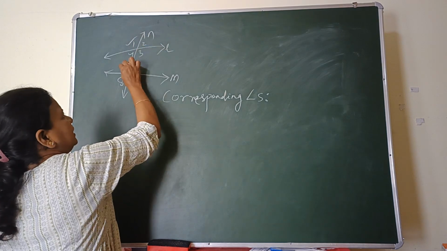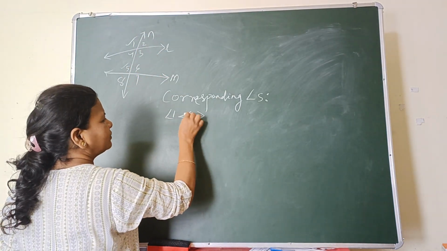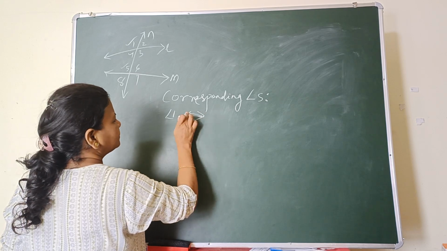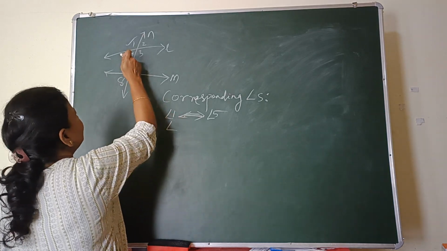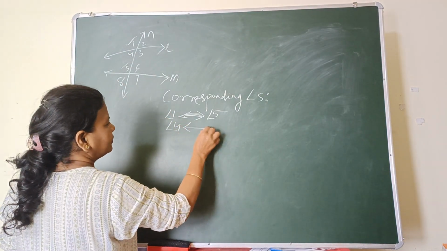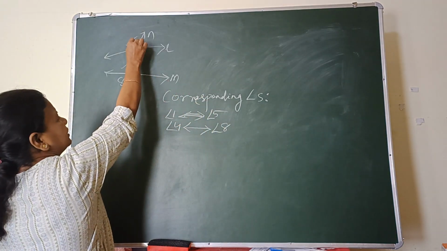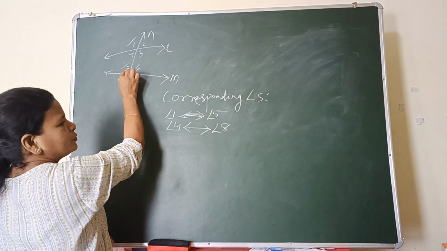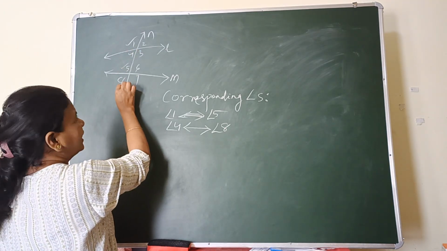Here angle 1 and angle 5, they are called corresponding angles. So we can write angle 1 corresponds to angle 5. Angle 4 corresponds to angle 8. On the left side, angle 1 and angle 5 are corresponding angles. Angle 4 and angle 8 are corresponding angles.